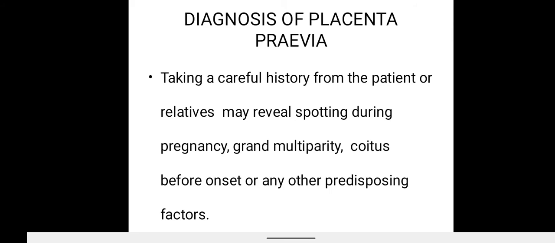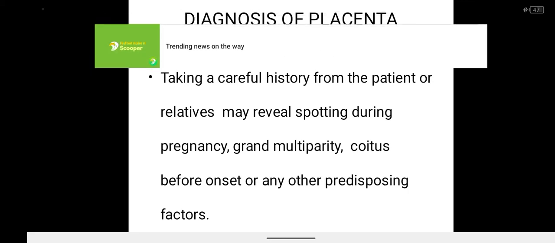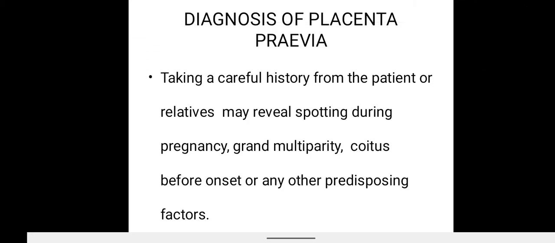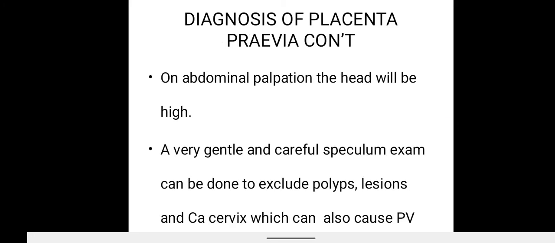Diagnosis of placenta previa. Taking history from the patient or relatives may reveal spotting during pregnancy. This patient will tell you that I have been bleeding. Ever since the contractions started, I've been having some bleeding through the vagina. Coitus before onset or any other predisposing factors will reveal placenta previa.